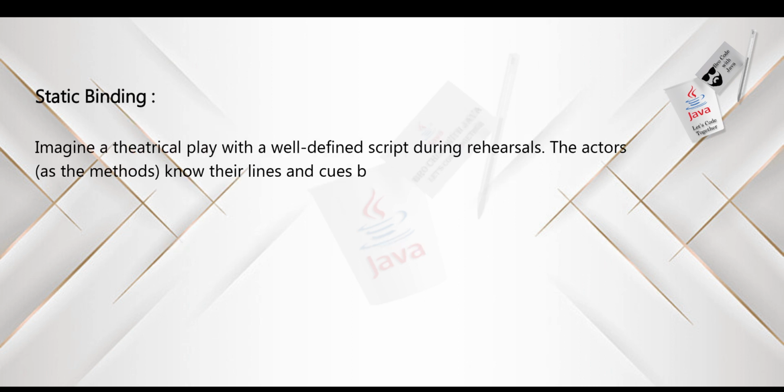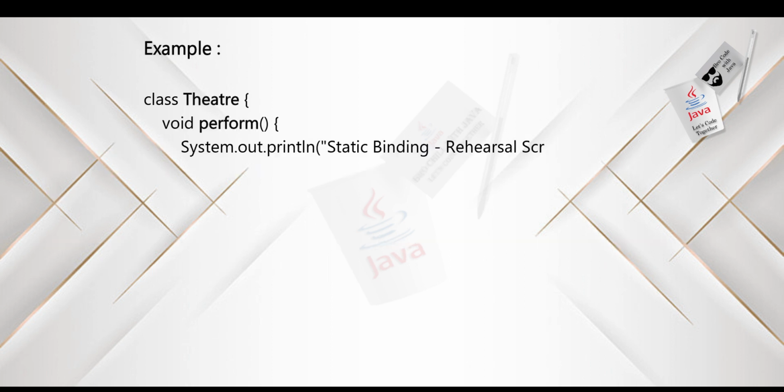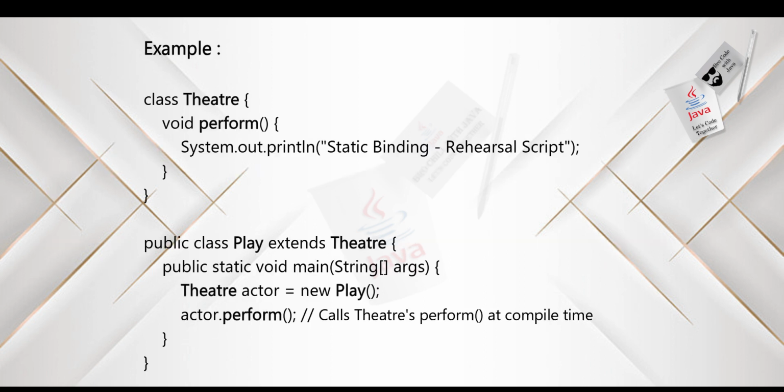Static binding. Imagine a theatrical play with a well-defined script during rehearsals. The actors, as the methods, know their lines and cues beforehand, and everything is set in stone. In Java terms, this is akin to static binding. During compilation, the compiler knows which method to call based on the reference type. Here, Theater is the play's script, and Play is a specific act. Even though actor is of type Theater, the method called is determined at compile time based on the reference type.